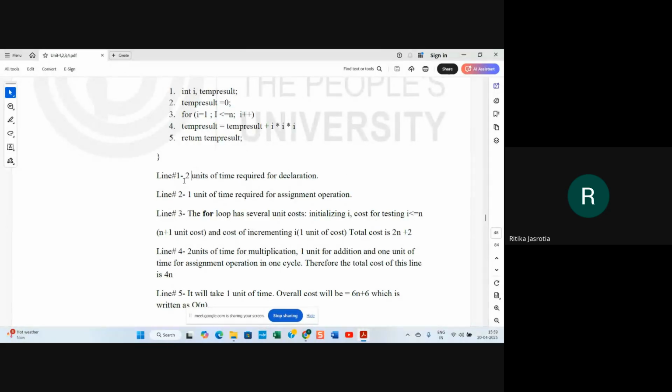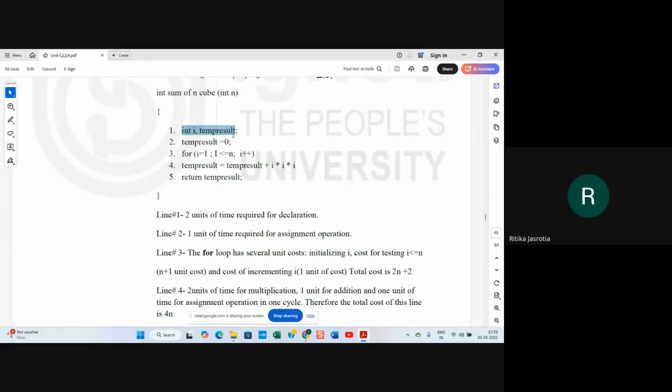So if you see line number 1, 2 units of time are required for declaration, because you are declaring two variables, i and temp result. Then line number 2, 1 unit of time is required for assignment. Then line number 3, the for loop has several unit costs: the initializing cost, the cost of testing i less than or equal to n, which is n plus 1 units, and the cost of incrementing is 1 unit. So how much will that be?